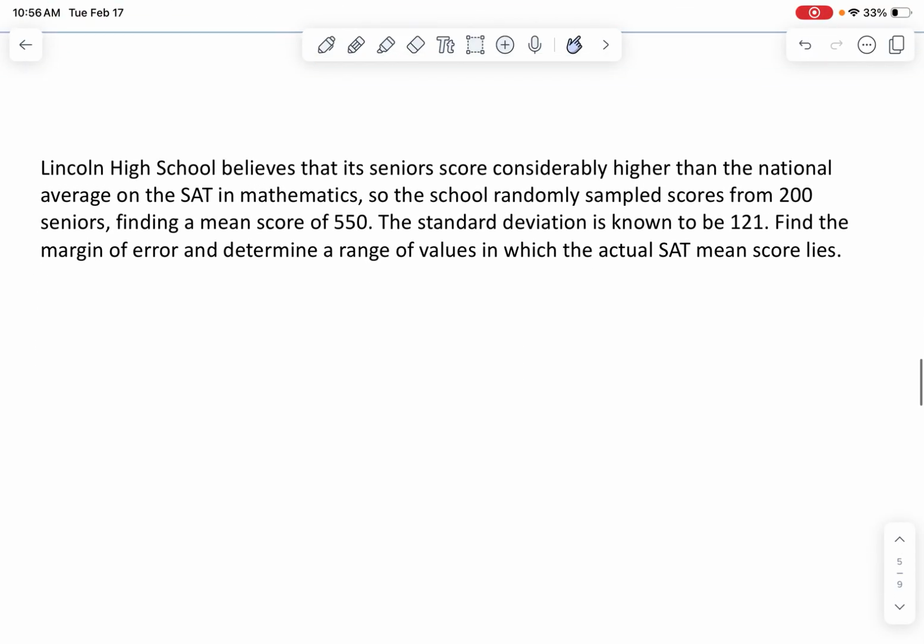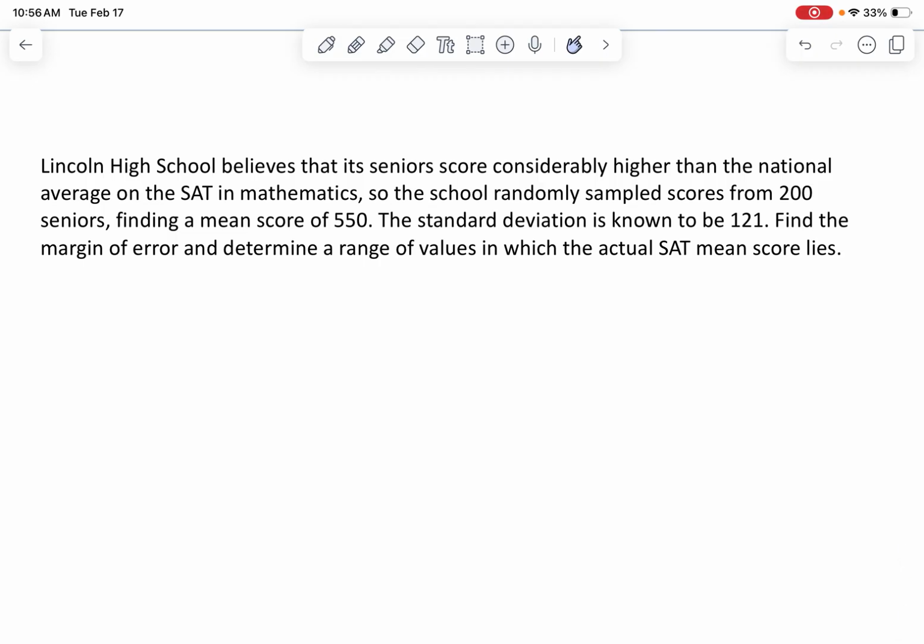Okay, so let's take a look at an example. Lincoln High School believes that its seniors score considerably higher than the national average on the SAT in mathematics. So the school randomly sampled scores from 200 seniors, finding a mean score of 550. The standard deviation is known to be 121. Find the margin of error and determine a range of values in which the actual SAT mean score lies.